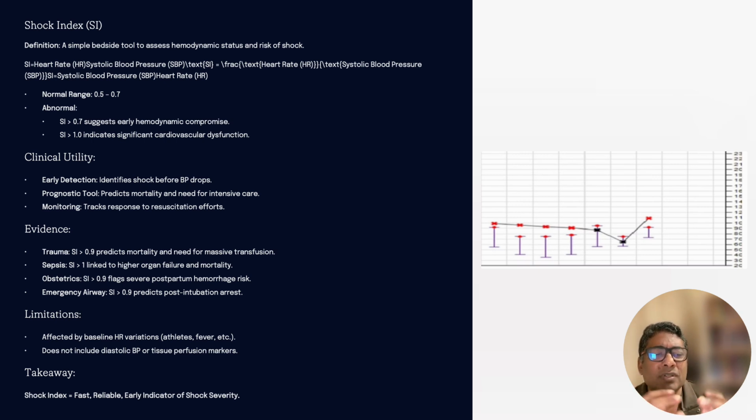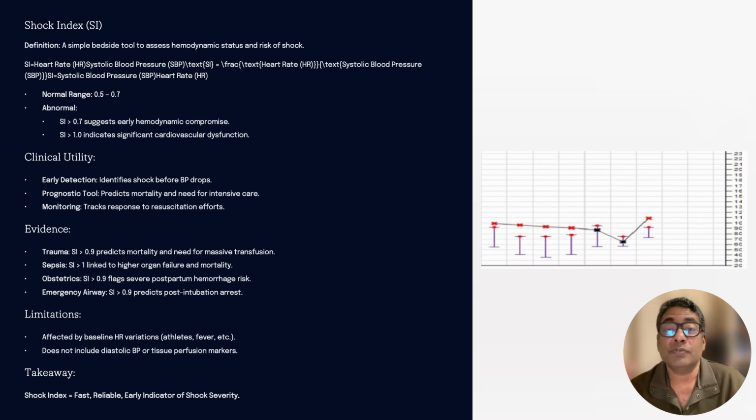A simple way of looking at it is, if you see the heart rate above the systolic BP, especially where the systolic BP is on the lower side, that's a bad sign. So be very, very smart in detecting this from a big distance. You can look at any screen from a distance, and then you can detect this very fast.